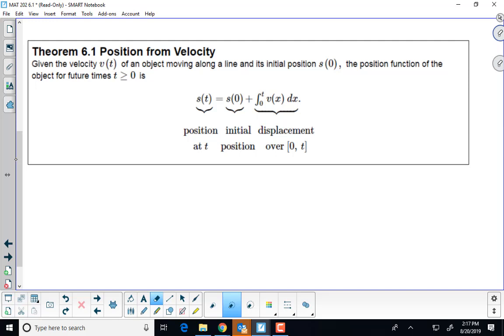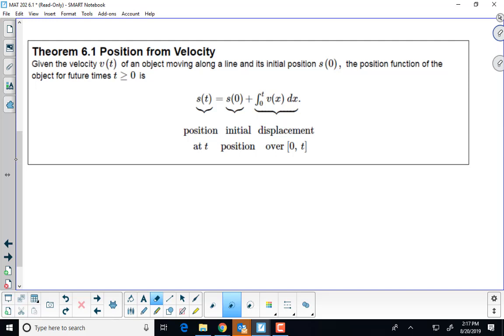So the idea here is that we're going to figure out our position at time t, knowing where we're starting, the initial position, and then the displacement on the interval from 0 to t. So position at 0, and then the displacement on the interval from 0 to t. Sometimes we'll refer to this as the future position. So we've got our initial position, and we want to know the position at time t.